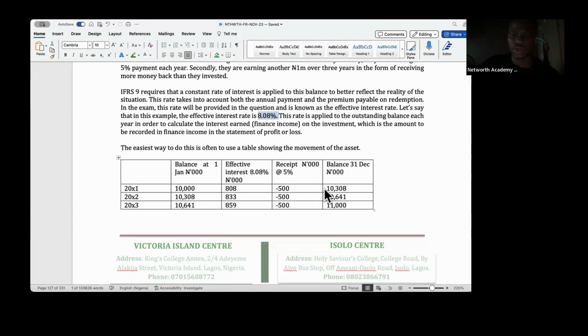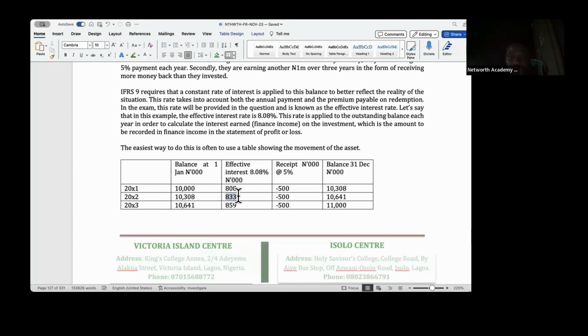Okay, so while this is going to P&L, you see this 10,308 is what we call amortized cost. And this is what will go to my non-current assets. And why it is a non-current asset is because this amount is receivable after more than 1 year. Because this is year one, we are still going to year three. So this will come in as a financial asset at amortized cost.